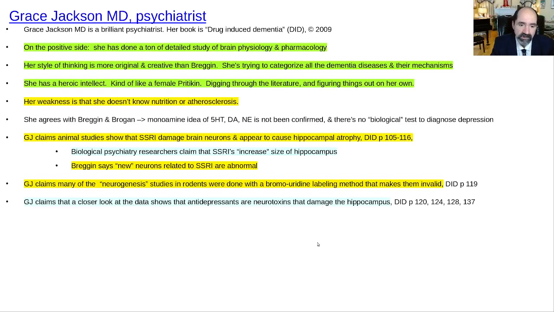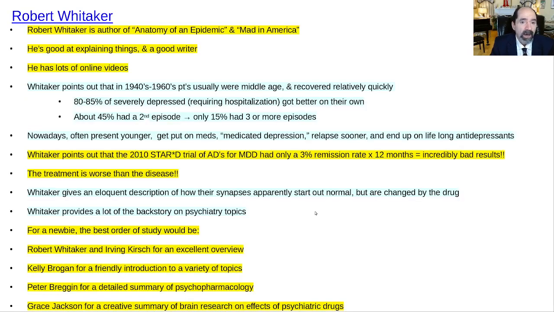Okay, Bregan's really smart, obviously. Whitaker, his book here, he's real good. He's got Anatomy of an Epidemic, and a bunch of online videos, real clear, gets to the point, really good writer, and he summarizes things like, back in the 1940s and 60s, depression patients used to get better right away on their own. They were fine. They didn't need any medicines. They get on with their lives. Most of them never had a recurrence.